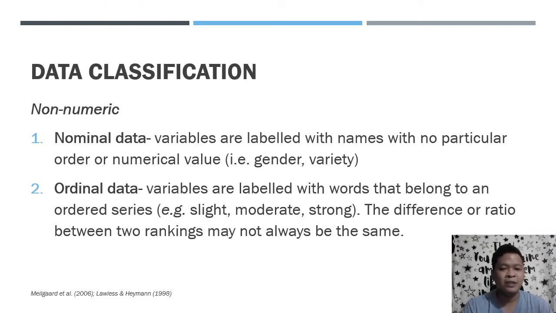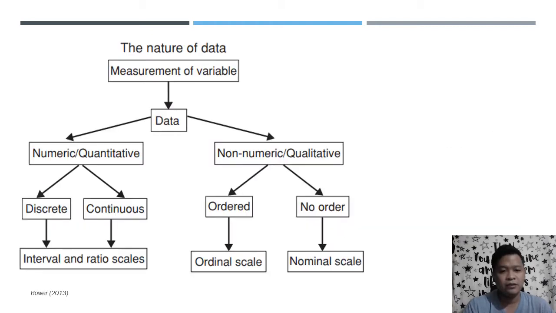So one pretty good use of classifying data is to make sure that you are using the proper statistical tools for them. Just because they're numbers, it doesn't mean that you can use any statistical tool that can be used on numbers. Again, just to look at the nature of data, this is a simple table that you could use.